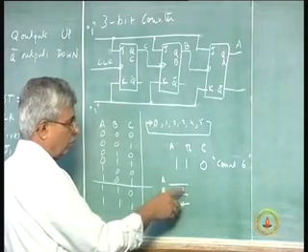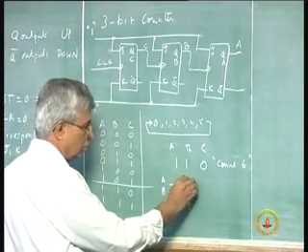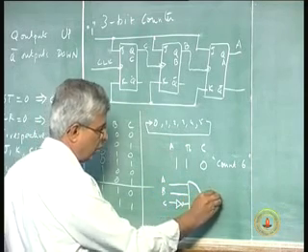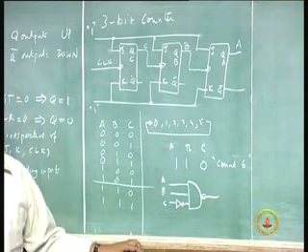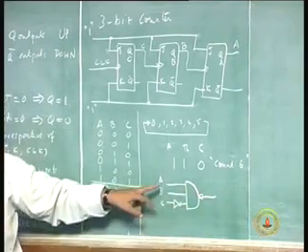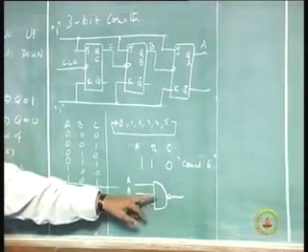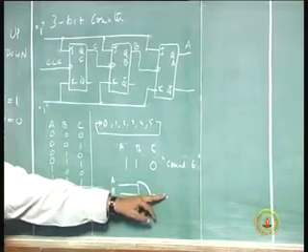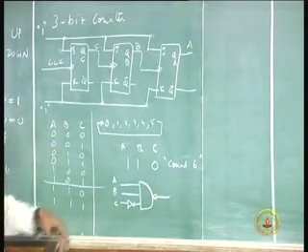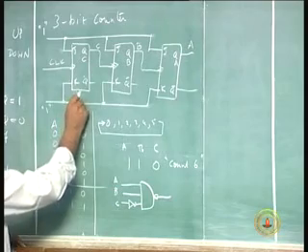One 10 becomes 111. This is 0 when 110 is reached. So a 3-input NAND gate will give a 0 output when this becomes 110 or this becomes 111, and this is what I will connect to the clear inputs of the 3 flip-flops. So the clear inputs of this flip-flop.